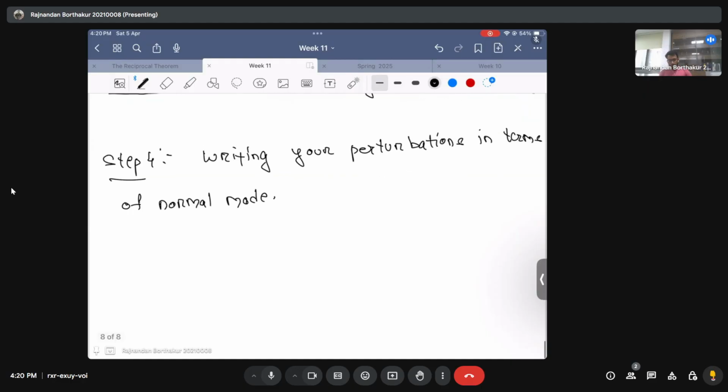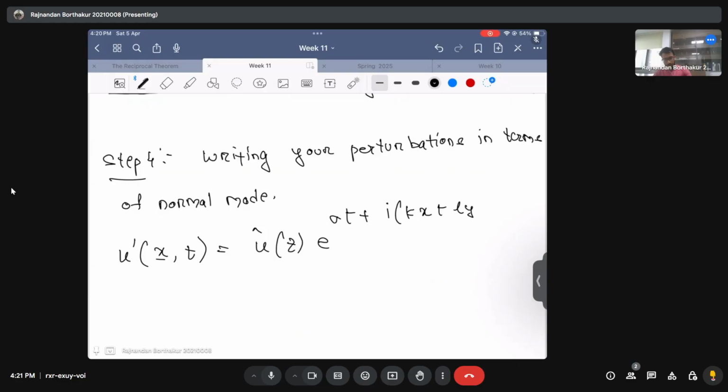So what we will do is write my perturbations. For instance, I'll write the perturbed x component of velocity, which in general is a function of x, y, z and time. I will write it as some u hat of z, e power sigma t plus i times of kx plus ly. And I'll explain what these terms basically signify.